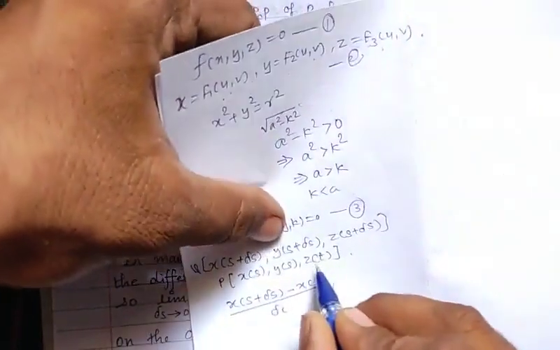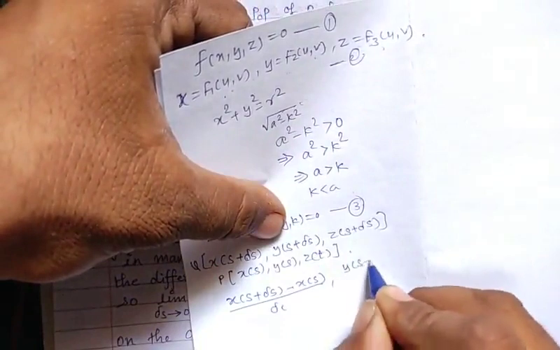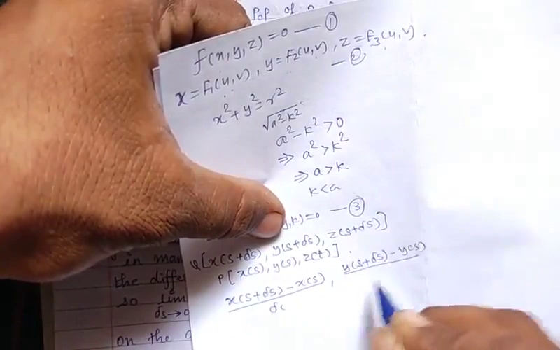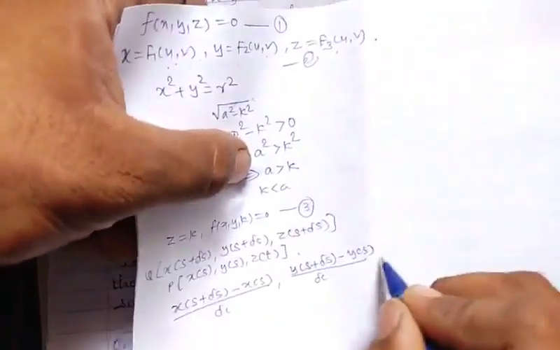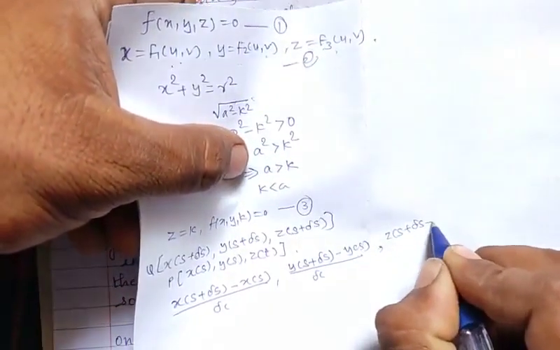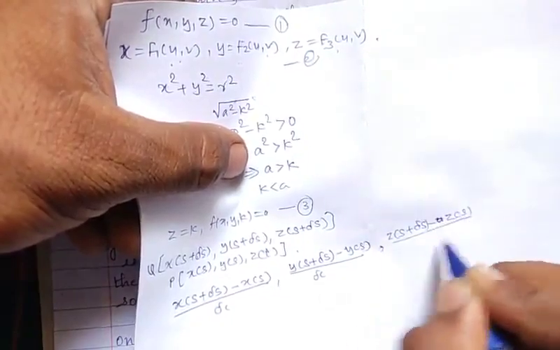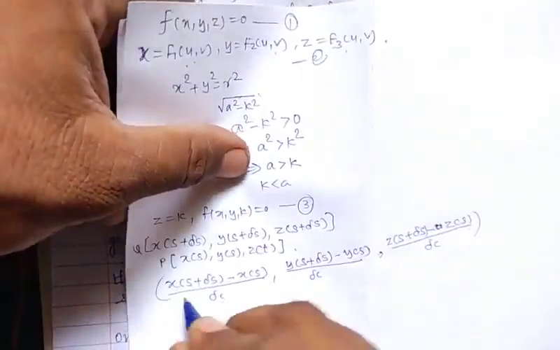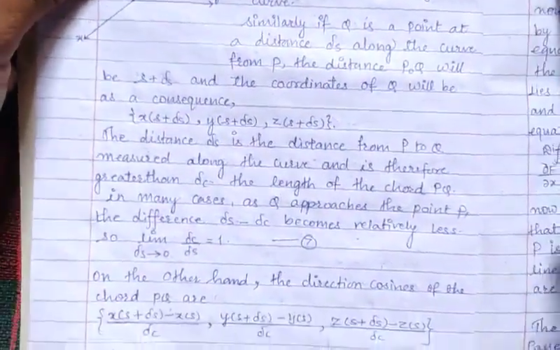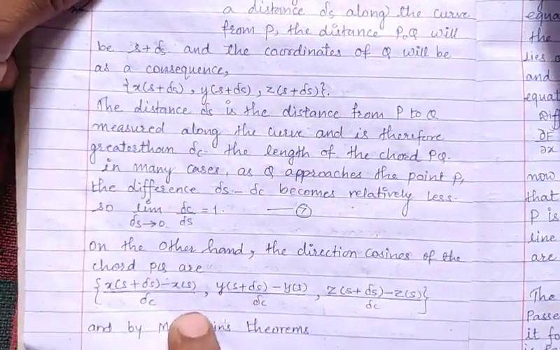The next will be y of s plus delta s minus y of s divided by delta c, and the last is z of s plus delta s minus z of s divided by delta c. So these are the direction cosines of the chord PQ.